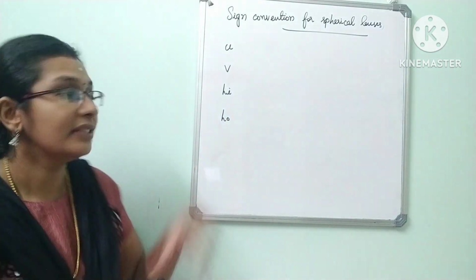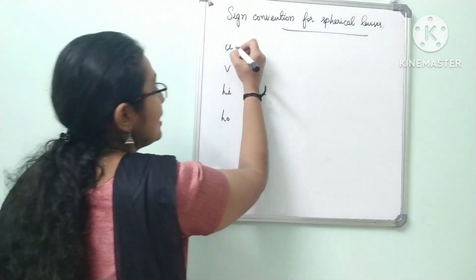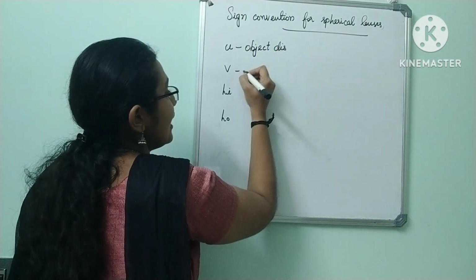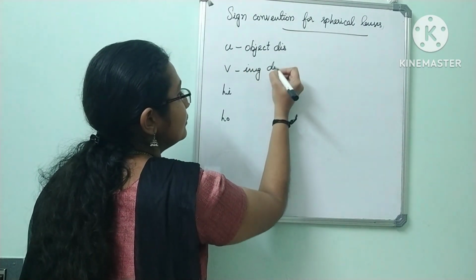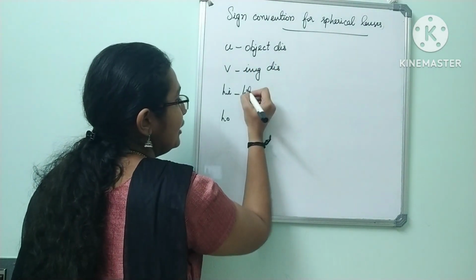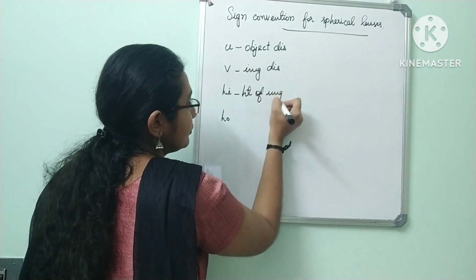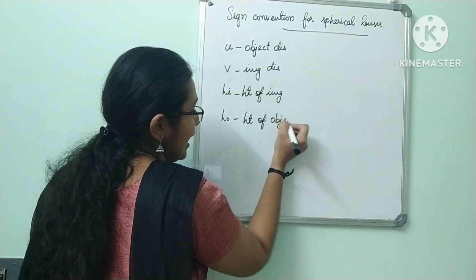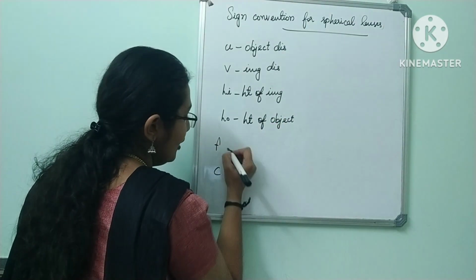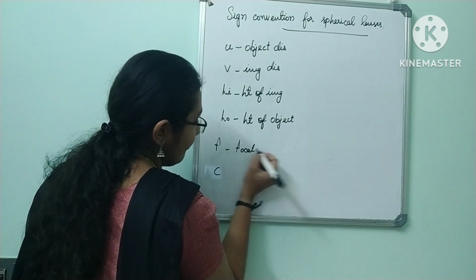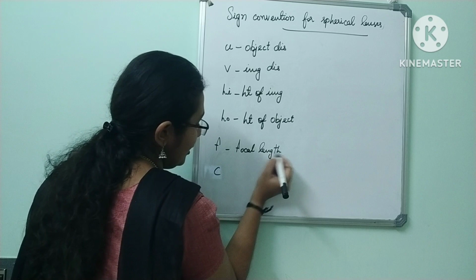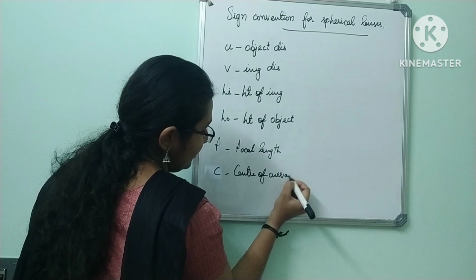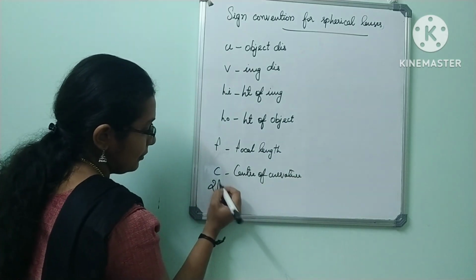Just like mirrors, the terms are the same. So U stands for object distance, V stands for image distance, HI stands for height of image, and H naught stands for height of object. And we do have F and C, which are focal length and center of curvature, right? So instead of center of curvature, here we will have it as 2F.